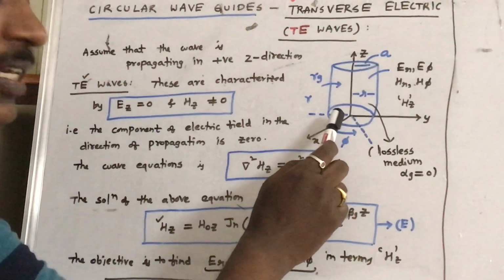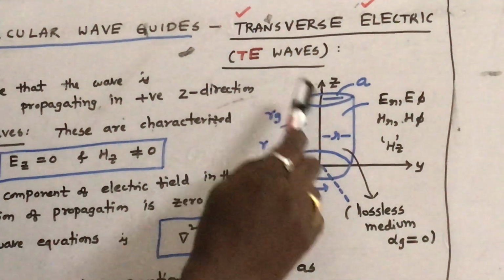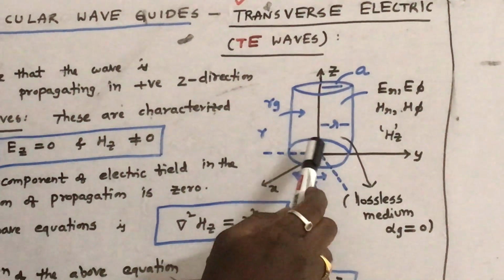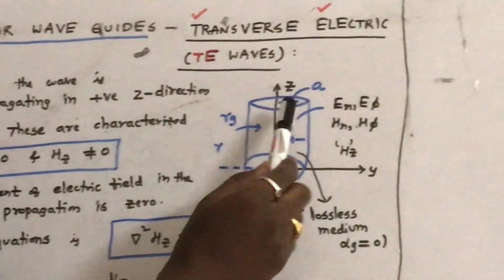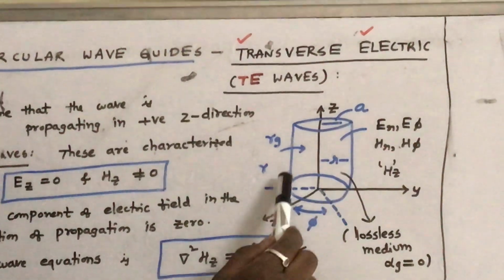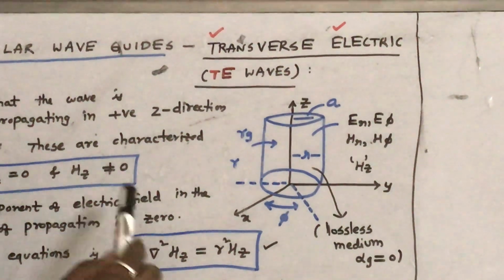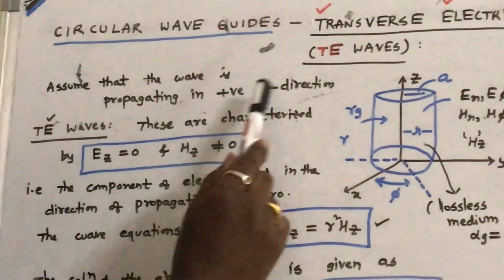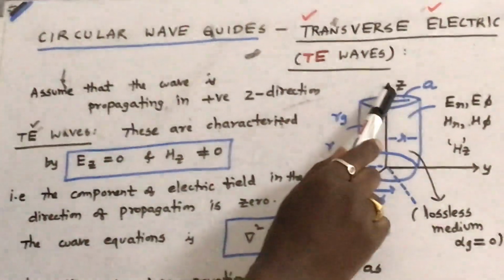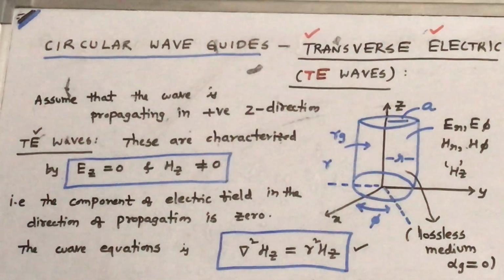Circular waveguide is a metallic structure of circular shape, of cylindrical shape in fact, in which the electromagnetic wave propagates. So we have assumed that this is a circular waveguide. The axis of the waveguide is oriented along the z axis. So assume that the wave is propagating in the z direction. The radius of this circular waveguide is assumed as A.